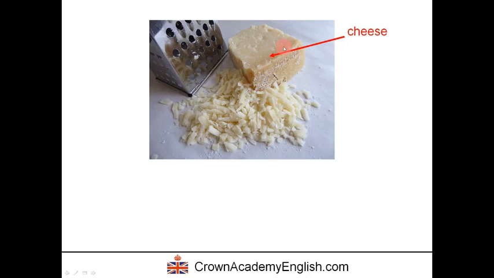So this is a block of cheese, a piece of cheese. In fact, I think this is Parmesan cheese. Okay? And this object, this metal object, is called a grater. Grater. So this is the noun, this is the object, this is the thing. Okay?